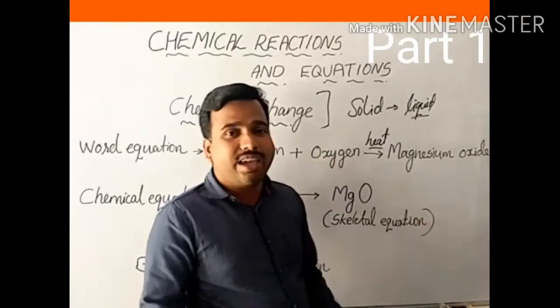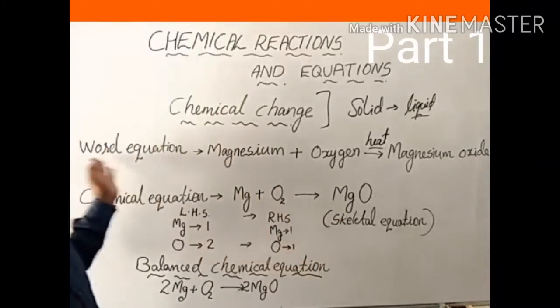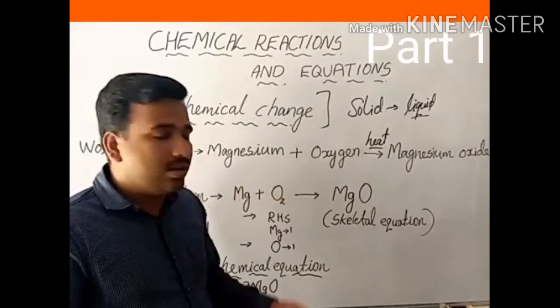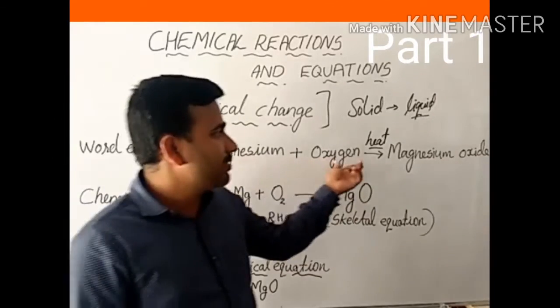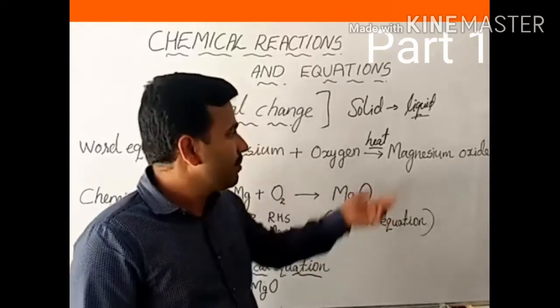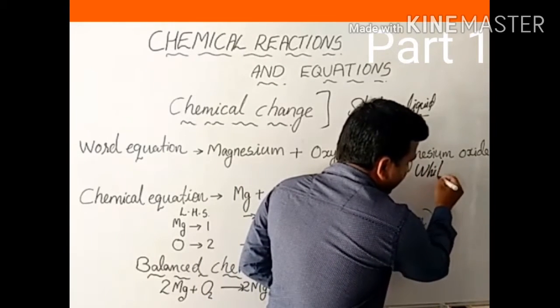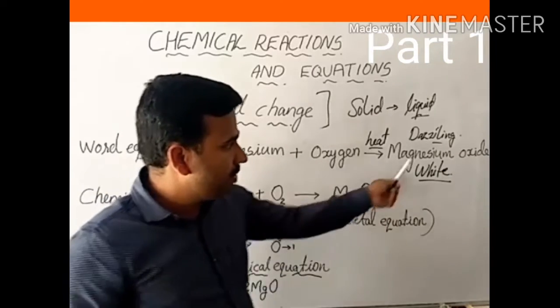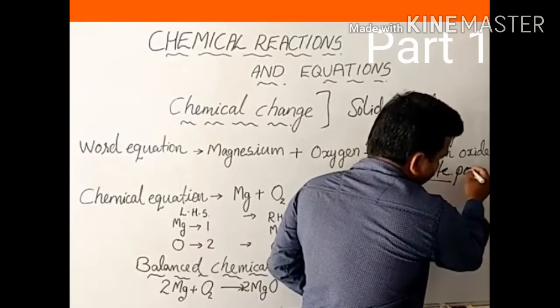So you can represent a chemical reaction with the help of a word equation. Here the scenario we observed: magnesium ribbon, when it is burnt, reacts with oxygen to form white color magnesium oxide. As a result, you will obtain a white color powder.